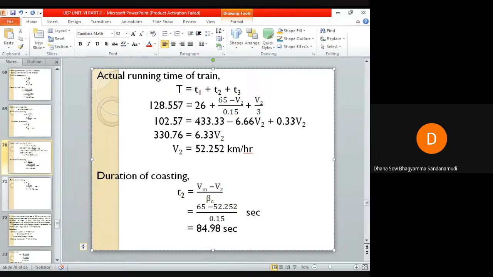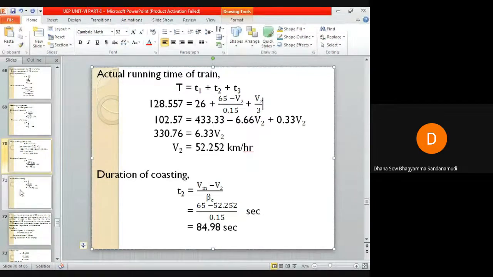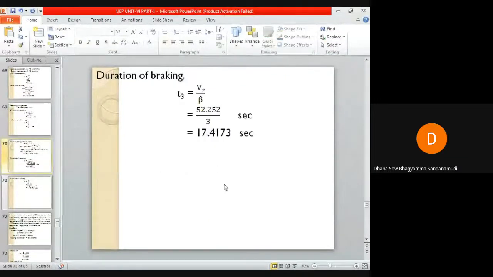Completed? Very good. Similarly, I hope you have determined the T3 value on your own. V2 is 52.252, beta is 3. Just divide this, you will get 17.4173 seconds. So the duration of braking, meaning the time for retardation, T3 is 17.4173. They have asked you to determine the duration of acceleration, coasting and retardation, that is T1, T2, T3. We have determined what is asked in the problem.